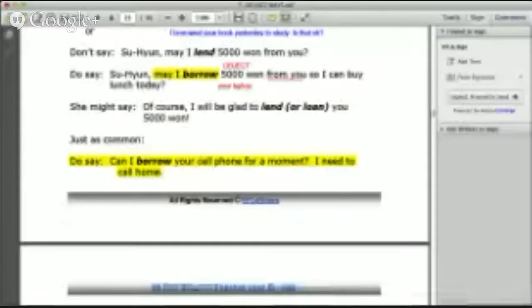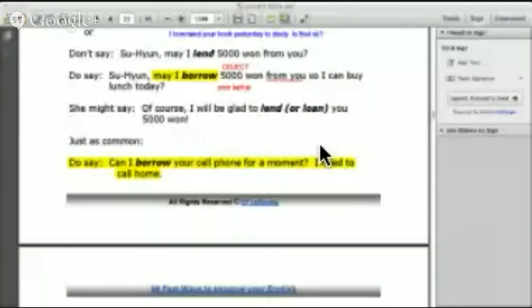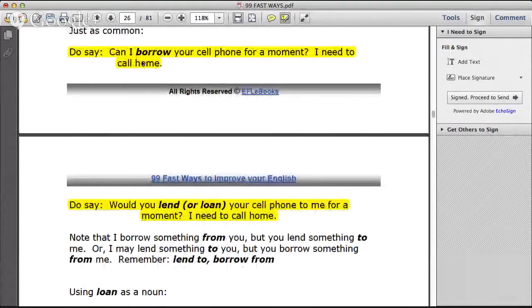Francisco read last. Let's go to Juan. Juan, let me have you read that one. You say, can I borrow your cell phone for a moment? I need to get home. You say, would you lend or loan your cell phone to me for a moment? I need to get home. Good. So let's take a look at the construction right here.